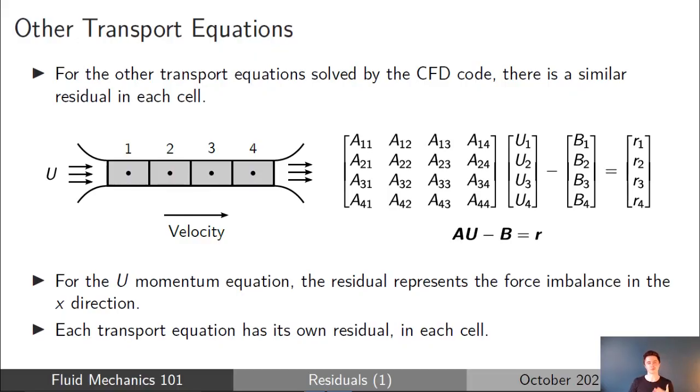So for every transport equation solved by the CFD code, we have a different residual which represents the physical quantity being modeled in each particular cell. So cell 2, for example, will have an energy residual, it will have a U momentum residual, a V momentum residual, so it'll have a number of different residuals, and each one of these we can capture nicely in that residual vector R.